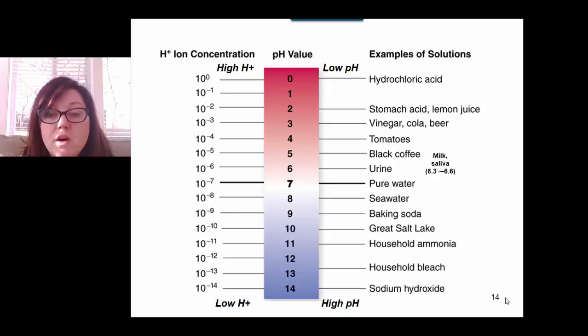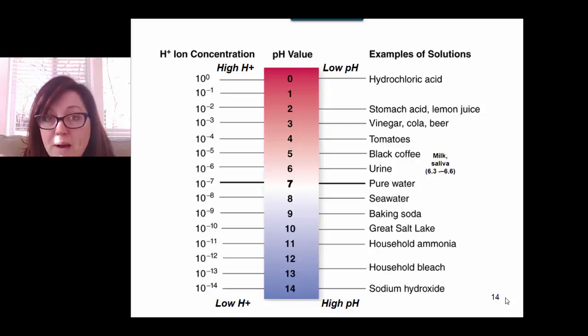And then if we look at the acidic end of the scale, which is the top end, the red end, you'll see a lot of foods on that list. Black coffee, tomatoes, vinegar, cola, beer. A lot of our foods are quite acidic. Most of the foods that we eat aren't basic. There's a couple ones that are, but most of our foods are acidic.